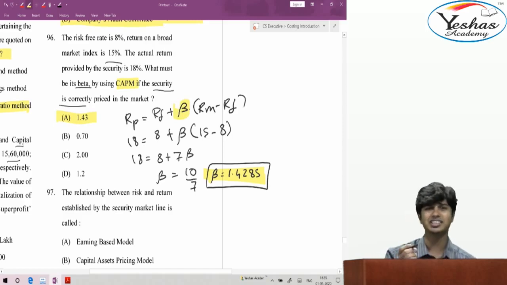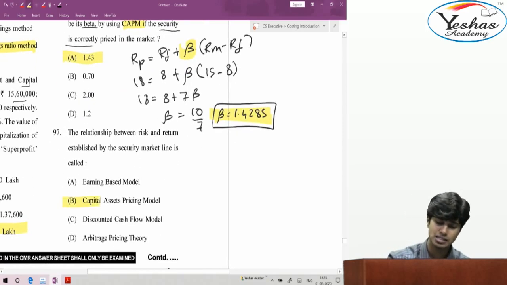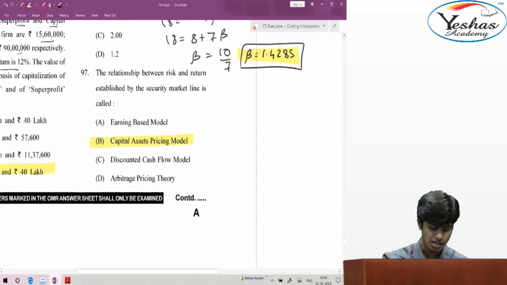So the relationship between the risk and the return is basically given by the CAPM model. No better model gives us the data regarding that.